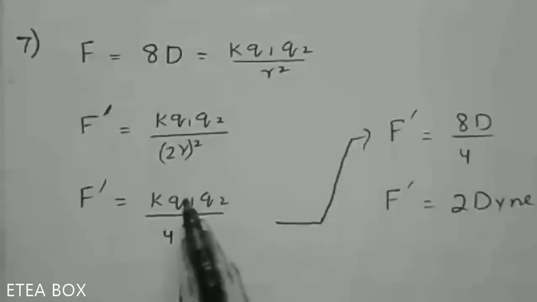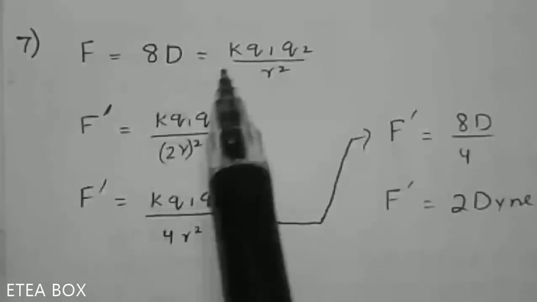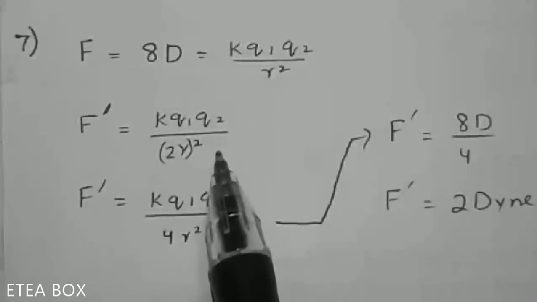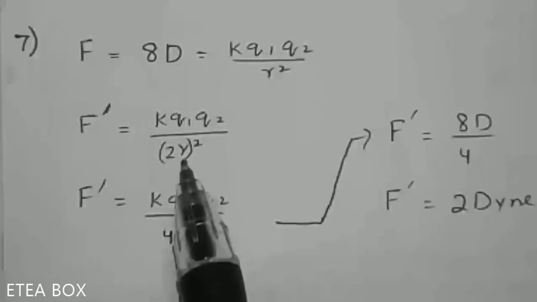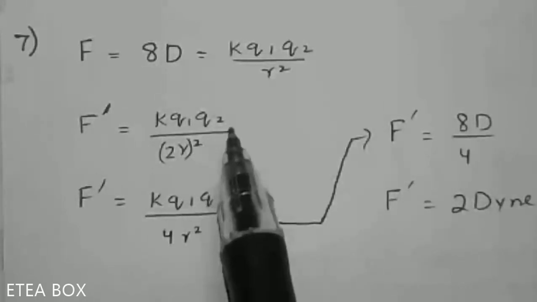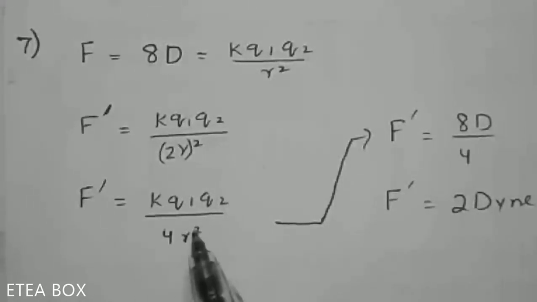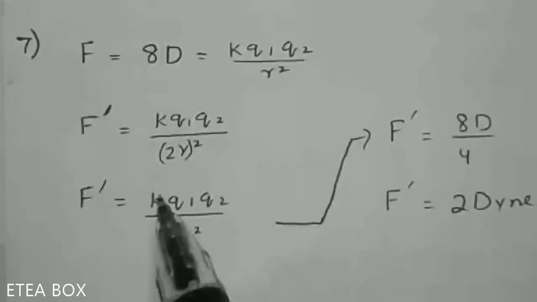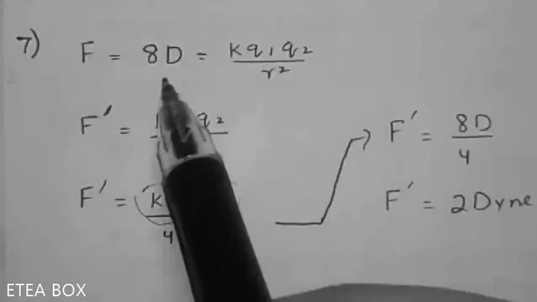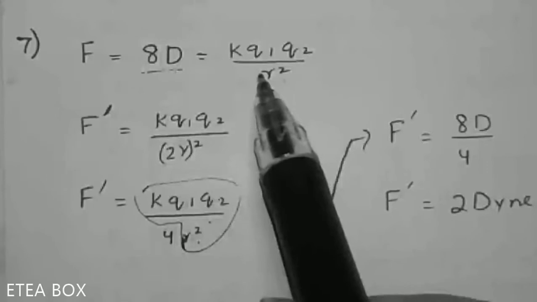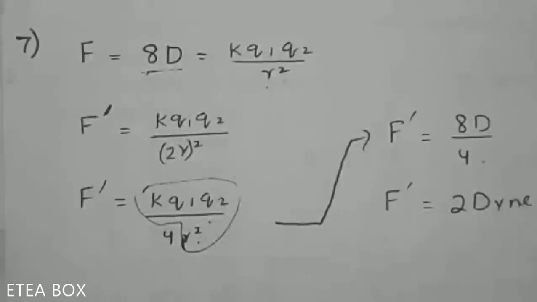Look, you can find this out by doing this calculation. The original force is 8 dynes, which is equal to K Q1 Q2 divided by R square. The new force is K Q1 Q2 divided by 2R whole square, because the separation has become doubled from 5 cm to 10 cm. So the new force will be Q1 Q2 divided by 4R square. In place of Q1 Q2 divided by R square, I can put 8 dynes, so 8 divided by 4, you will get the new force, 2 dynes. You can find it out like this.